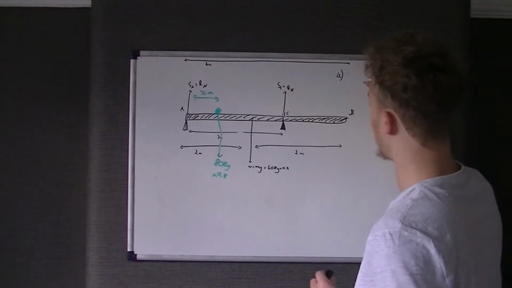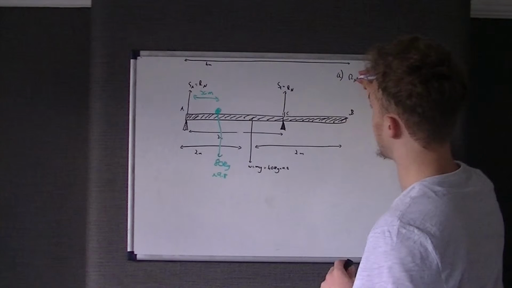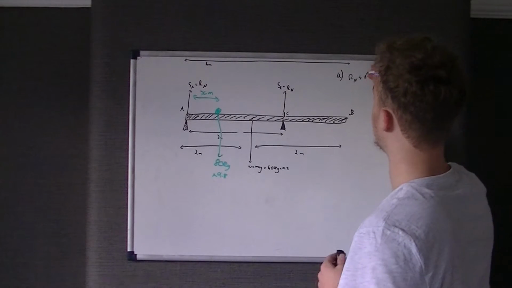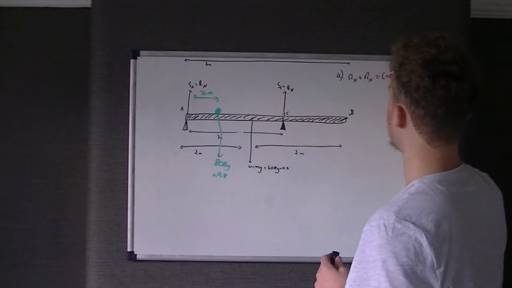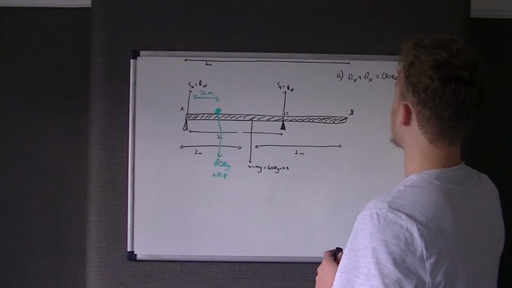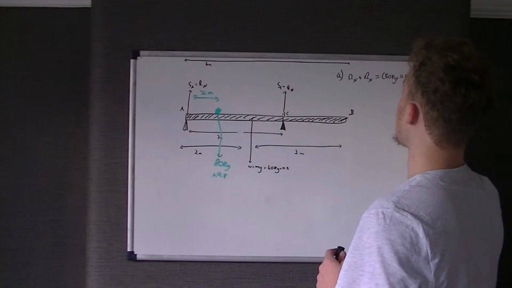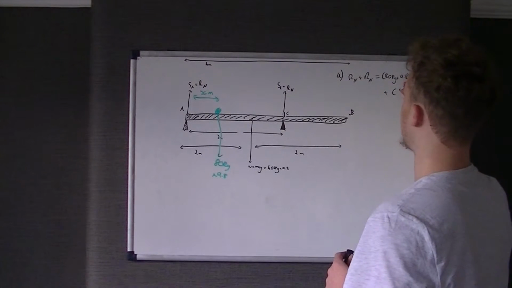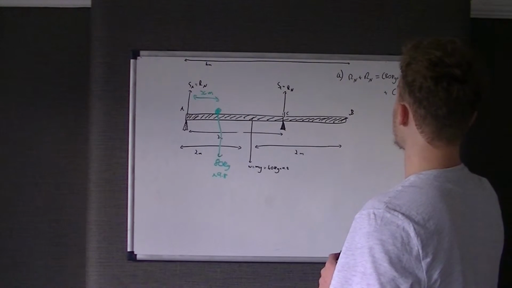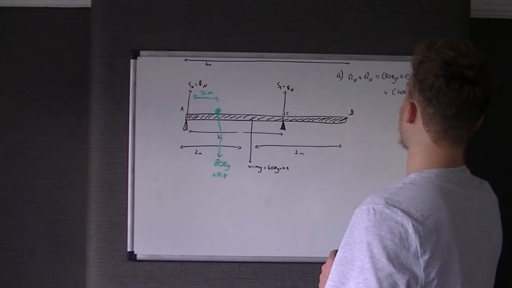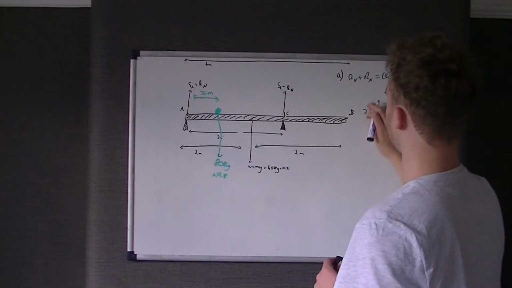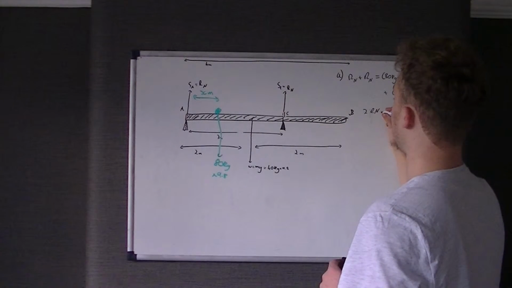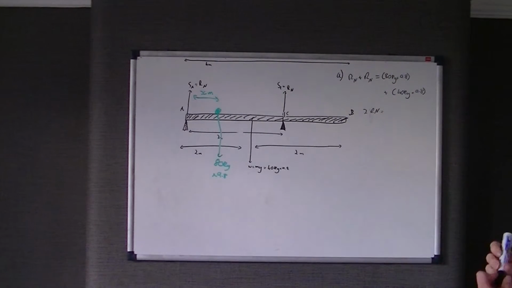Now, Rn plus Rn. You could just write 2Rn, the reaction force at A and the reaction force at C, so Rn plus Rn is equal to the weight of the man, 80 kilograms times 9.8, plus the weight of the board, which is 40 kilograms times 9.8. Therefore 2Rn is equal to 80 kilograms times 9.8 plus 40 kilograms times 9.8.